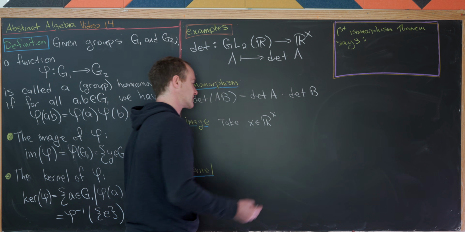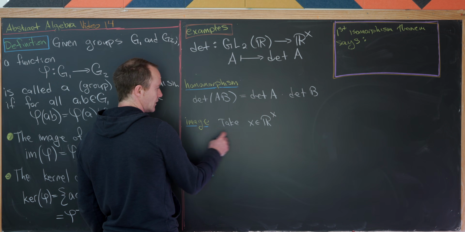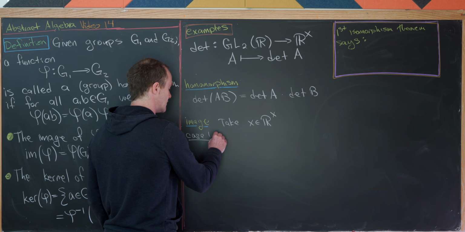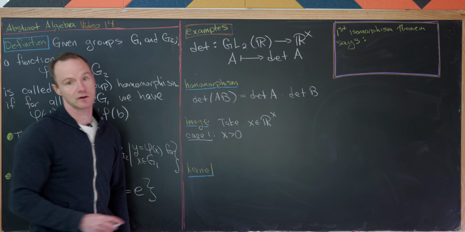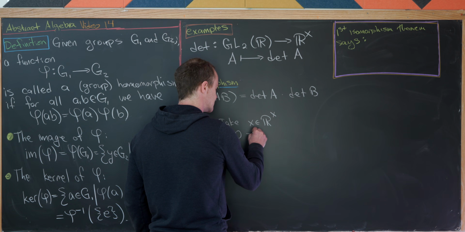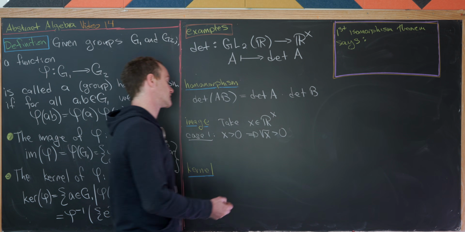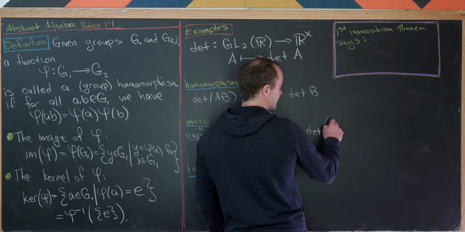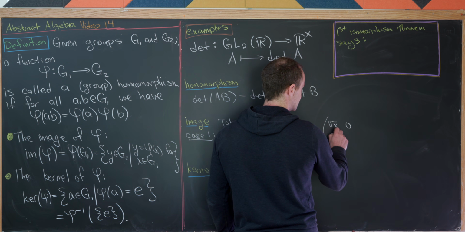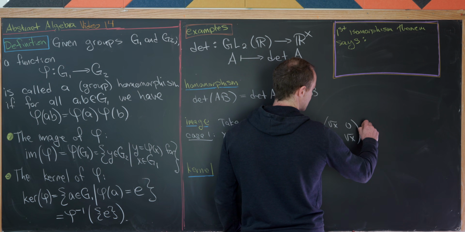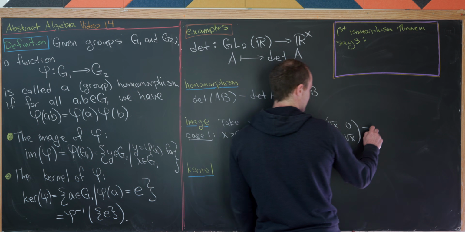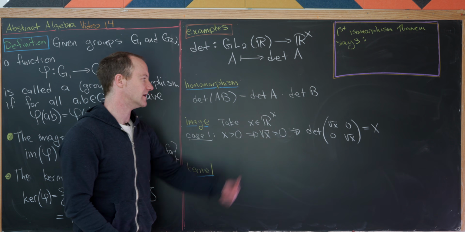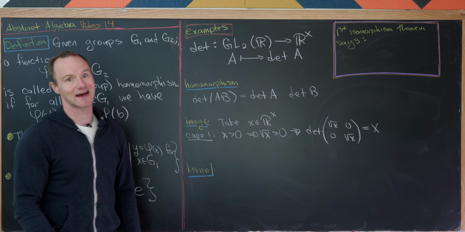So let's write that with our standard notation. And then we'll also look at 2 cases. So the first case will be x is bigger than 0. Okay, but if x is bigger than 0, then that means the square root of x is also positive. And then we can look at the determinant of the 2x2 matrix, which is square root of x, 0, 0, square root of x. But just by standard determinant calculations, that'll be the square root of x squared, which is x. So we found a pre-image for this. It is the following diagonal matrix.